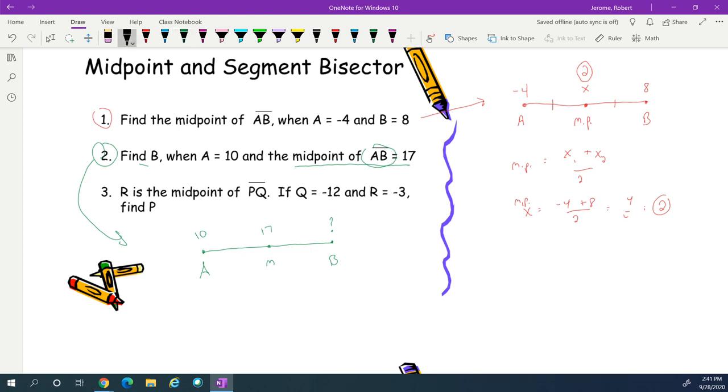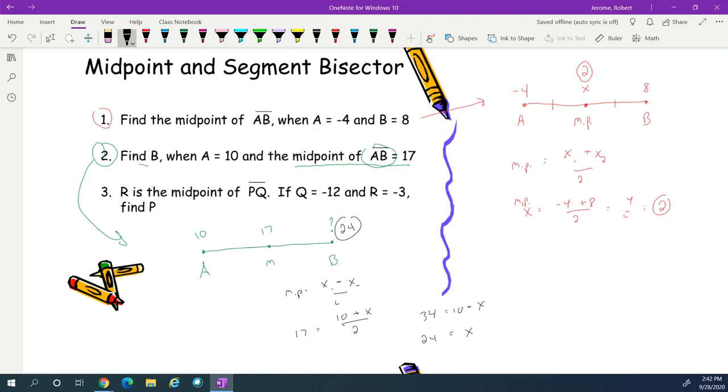Our formula, again, is the same formula. Midpoint equals x1 plus x2 over 2. Well, the midpoint here is 17. They told us that. One endpoint is 10. The other endpoint we don't know. That's the one we're looking for. We do a little cross multiplication. And of course, subtract 10, and we get 24. So this end has to be at 24. And again, we can check it using distance. 10 to 17 is 7 units, and 17 to 24 is another 7 units. So M is exactly in the middle.